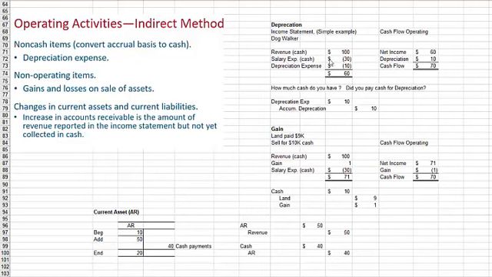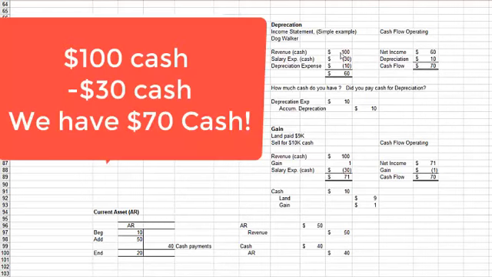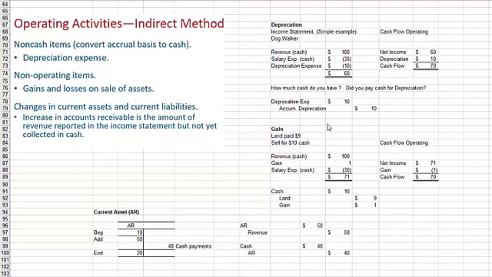This should make sense because we had $100 of cash and we paid out $30 of cash, so we know that we have $70 at our company. Let's do another simple example using a gain, which is a non-operating item. Let's say we have our same example with our company. We walked one dog, we received $100 in cash, we paid $30 to our employee, so we know that we have $70 in our wallet for our company.